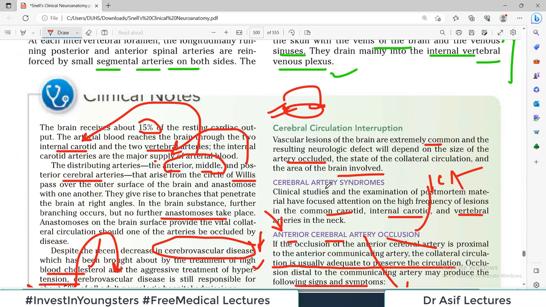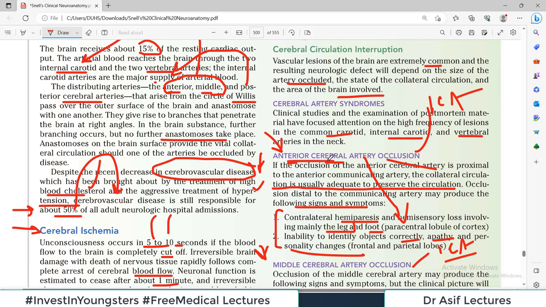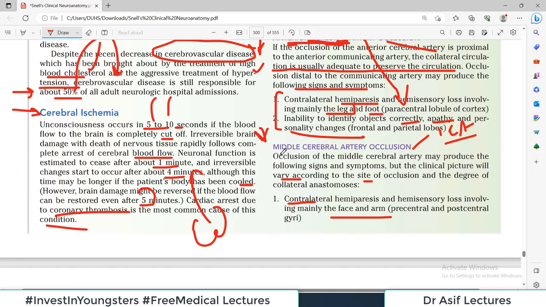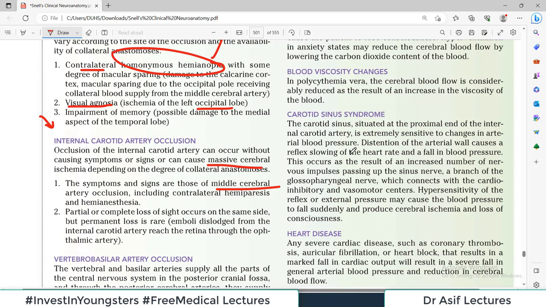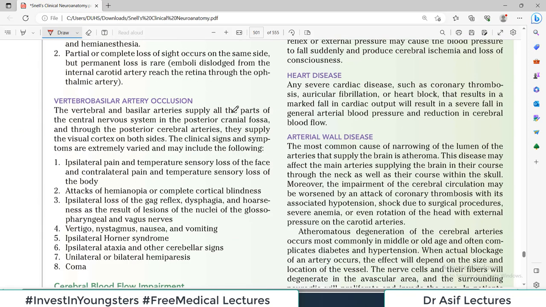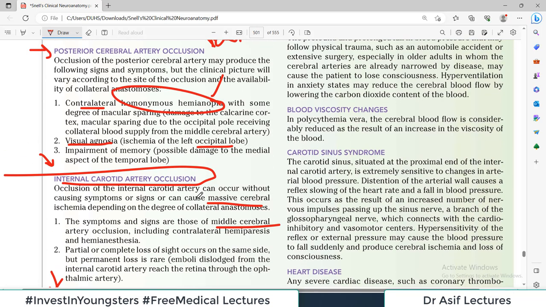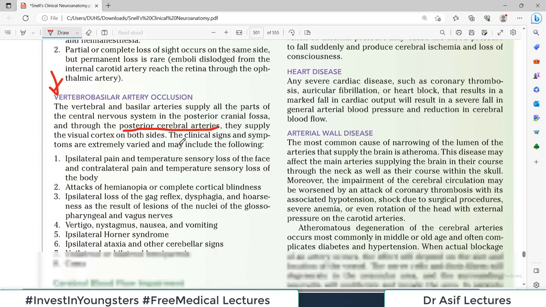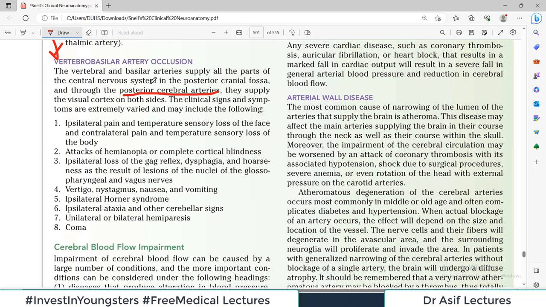Chunke anterior cerebral artery jo thi, that is also a branch of the internal carotid, middle cerebral is also a branch of the internal carotid, so the same symptoms will also be seen if there is internal carotid artery occlusion. Okay, if there is vertebro-basilar artery occlusion, it will be very much similar to what we saw in the posterior cerebral artery. These signs and symptoms maujood honge because that is the branch from the vertebro-basilar system.